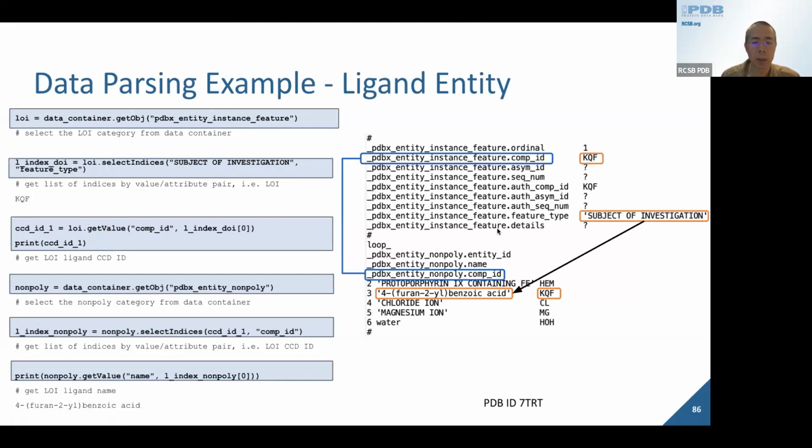Once you get this ID, you create another data category object for this other data category. Because you know the ID, you can use the search function again, giving the CCD ID you just identified and this component ID attribute, and find which row identifies this ligand. Then you finally use get value to get the name of that ligand, using the attribute name and that index.